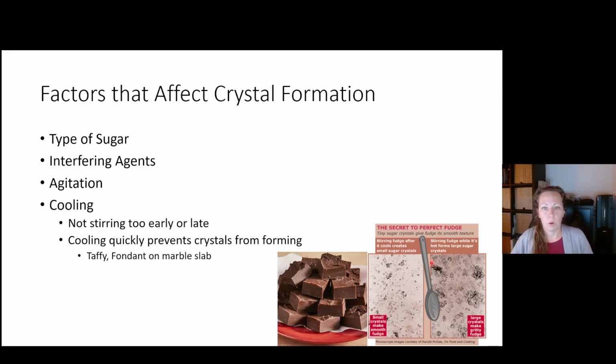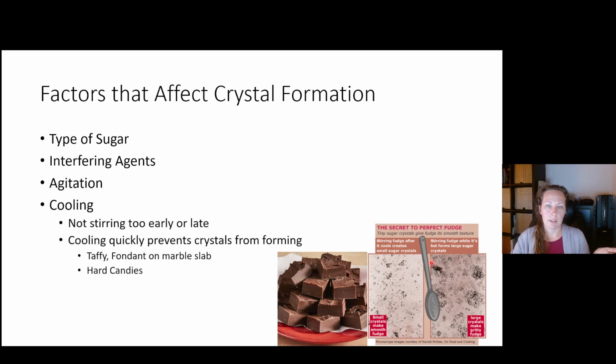But taffy or fondant on a marble slab does cool quickly. Now, fondant is made from sucrose and does use the marble to cool it quickly, but you also are constantly working it while it's cooling. So they'll have it on the marble and they'll be using their little spatula and they're just constantly turning it and working it. And so there is crystal formation, but kind of like we did with the fudge, by constantly working it and cooling it quickly, those sugar crystals are going to be very small.